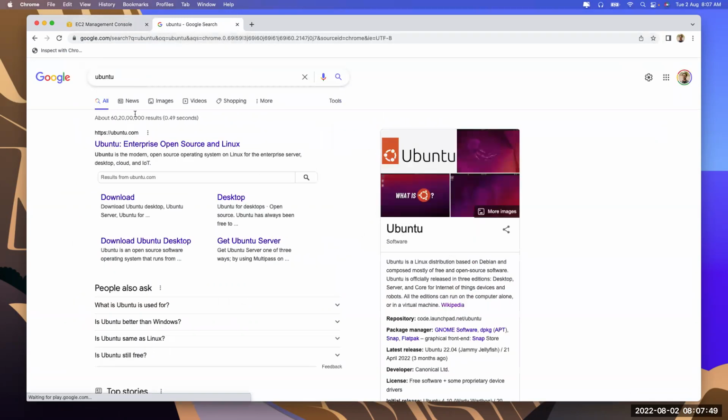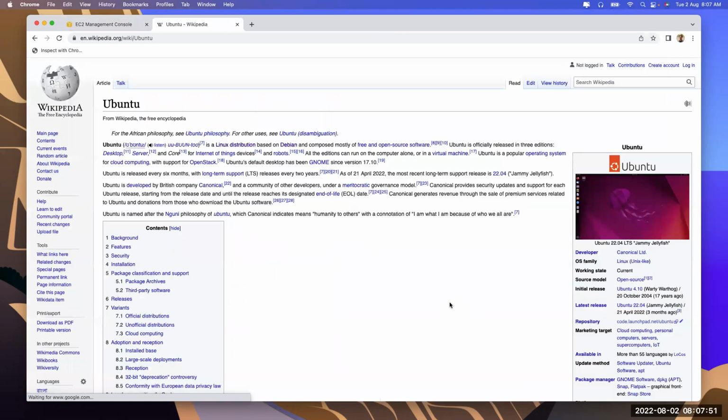Good. First, let's understand what LTS is. I would have also answered this inside your DevOps, but for now, let's see what LTS actually stands for. I am taking Ubuntu because this is one of the most highly popular operating systems that is used in the market.